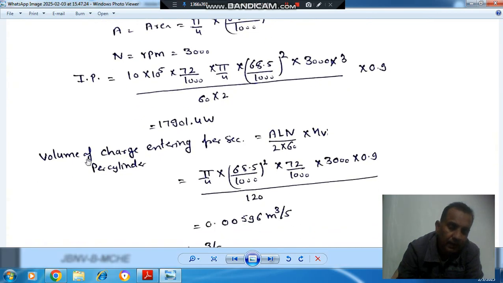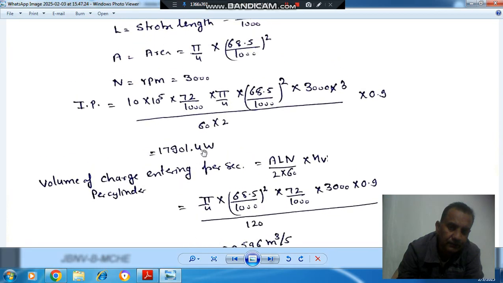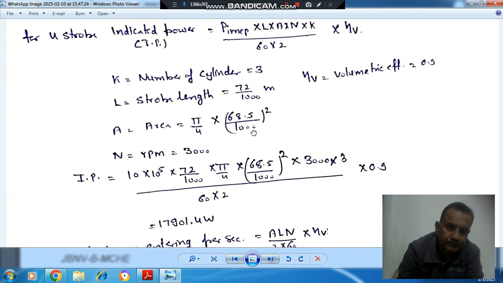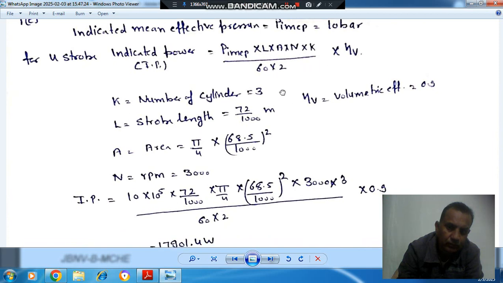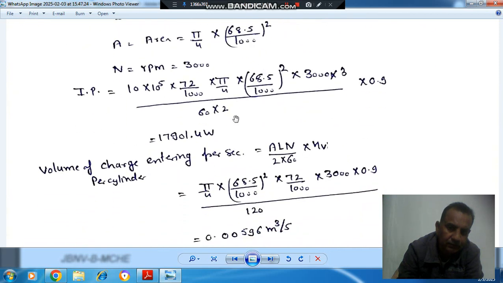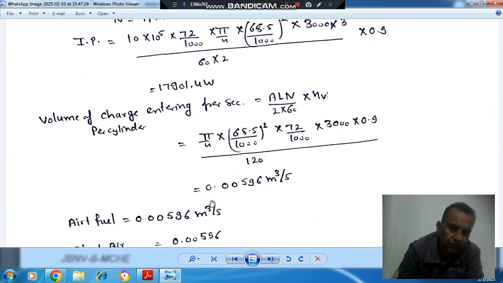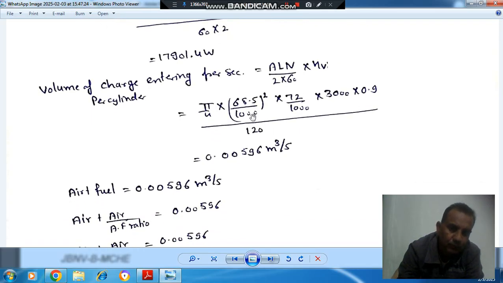Okay, and the volume of the charge entering per second per cylinder is in meter cube per second. So that part, A, L, N by 60 by 2 into volumetric efficiency, is your volume of charge sucked per second. So putting the values, we get 0.00596 meter cube per second. So this is air plus fuel.